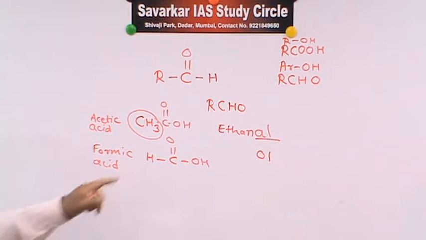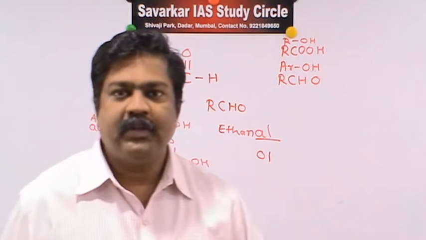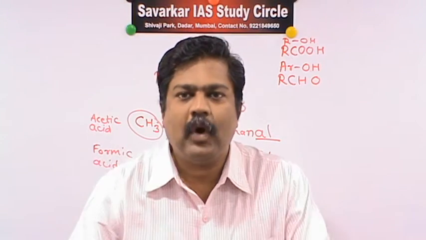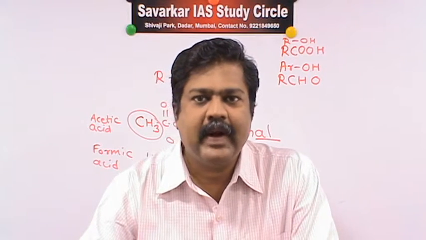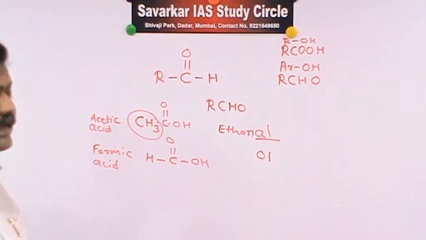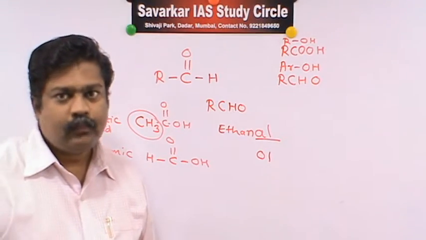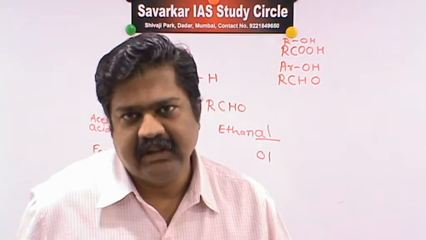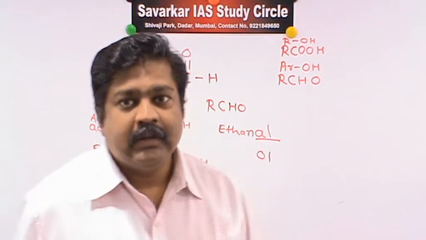Then this is called formic acid. Formica in Greek means red ant. The acid obtained from red ant is therefore called formic acid. The aldehyde obtained from this is called formaldehyde. So the traditional name of methanal is formaldehyde.